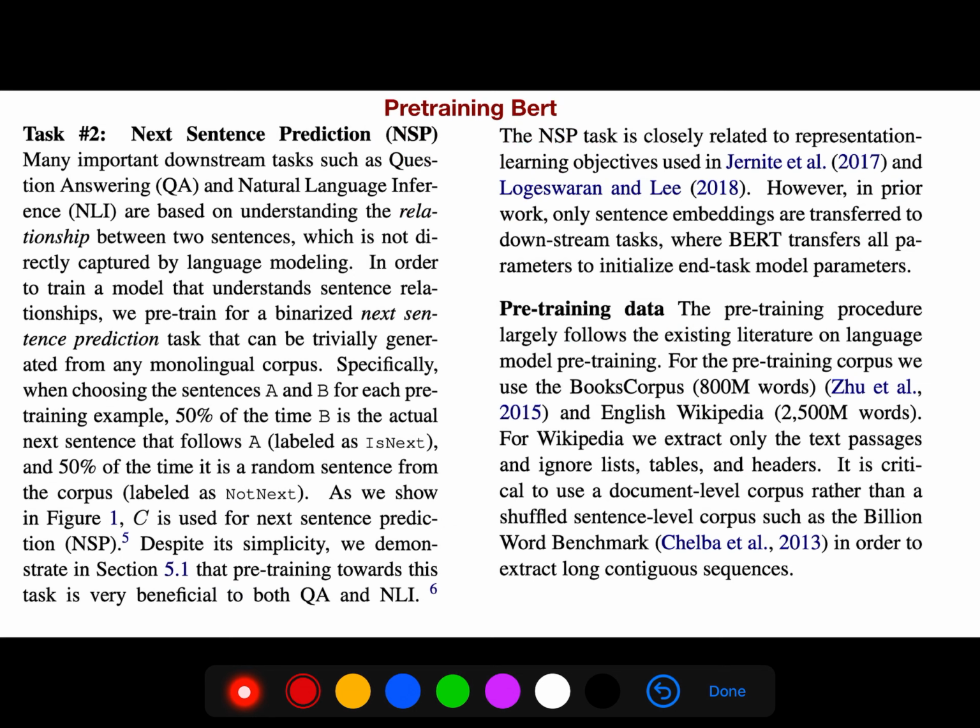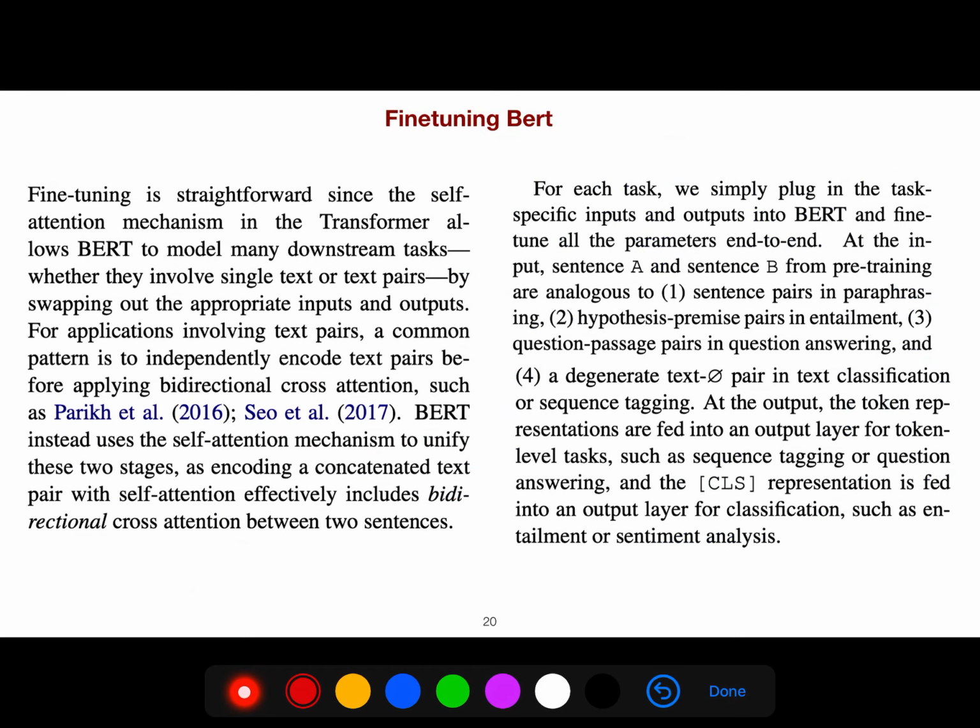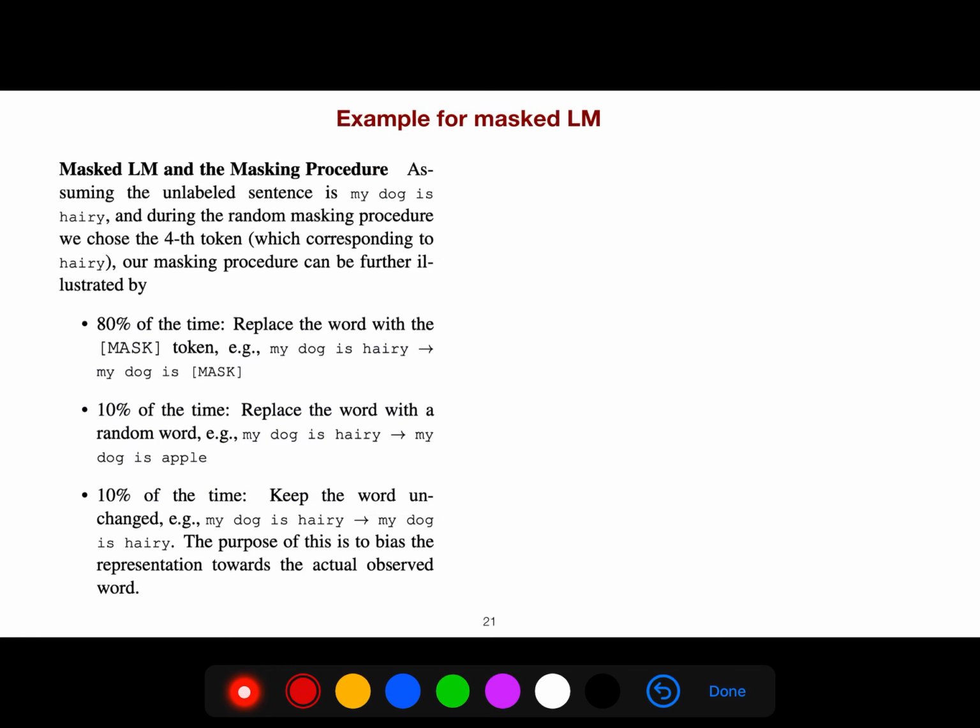For next sentence prediction, you have a sentence, and the question is: is it the next sentence? So it's a standard classification with two labels, next or not next. It's very simple classification. And finally, you go to fine-tuning. Fine-tuning is straightforward since the self-attention mechanism allows BERT to model many downstream tasks.